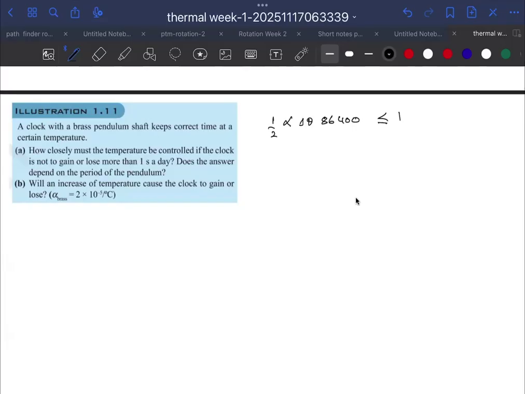Delta theta less than or equal to 2 by alpha times 86,400. Delta theta less than or equal to 2 into 10 power minus 5 into 86,400. Someone kindly please use a calculator and give me the correct data. Someone fast, time ticking. 1.16 nearly.